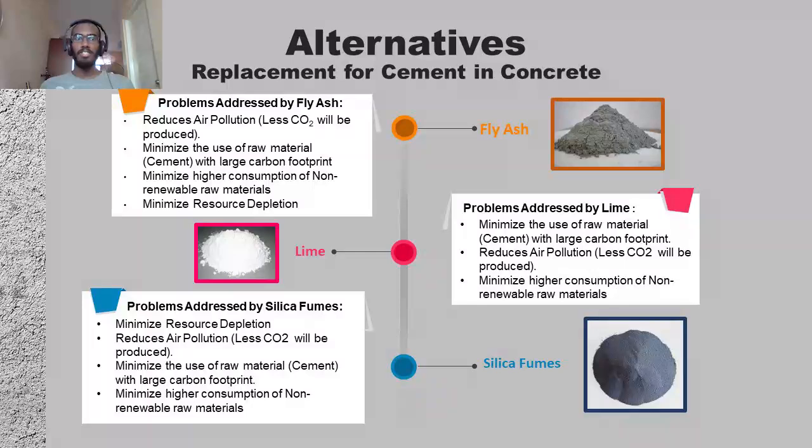Fly ash reduces air pollution, uses less raw material, and therefore minimizes resource depletion. Lime also minimizes the use of raw materials, and reduces carbon footprint and air pollution. Silica minimizes resource depletion again and the use of non-renewable resources.